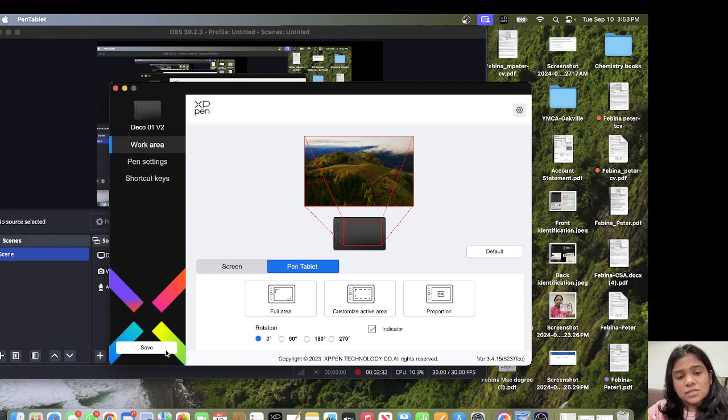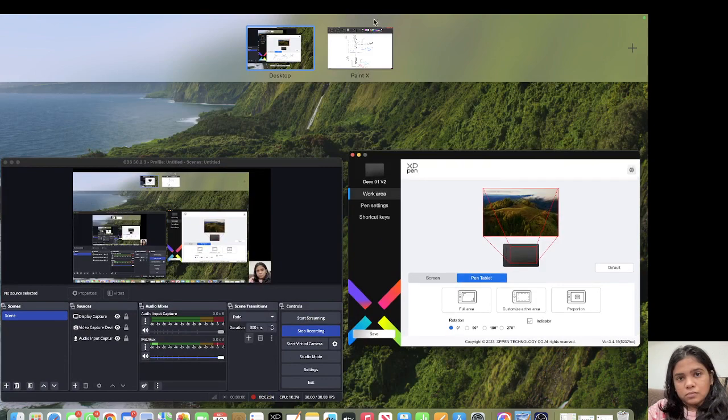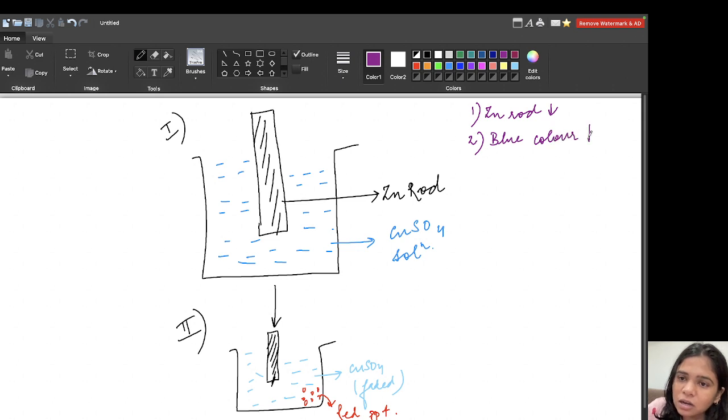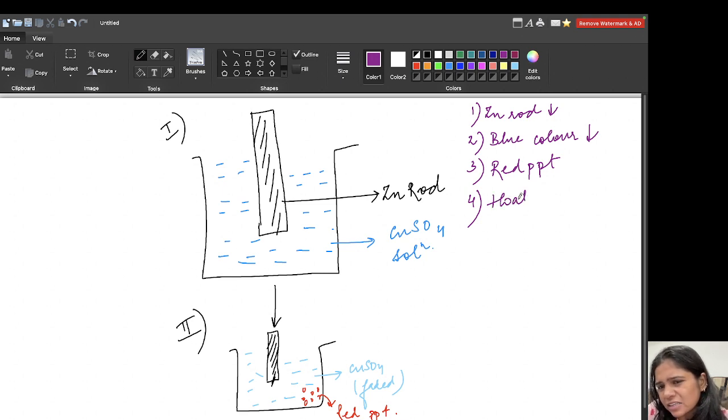The first thing which happened was the thickness of the zinc rod decreased. The second thing which happened was the blue color of copper sulfate faded. The third thing was a deposition of red precipitate towards the end of the apparatus. The fourth difference after some time was that the apparatus became hot, there was heat released.